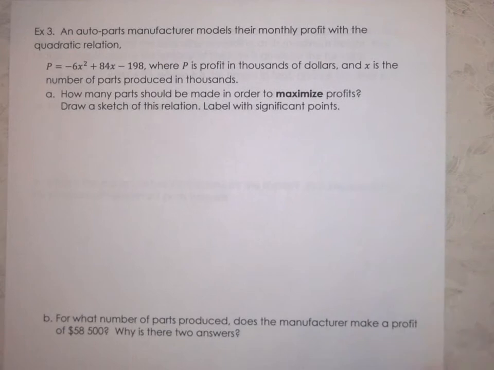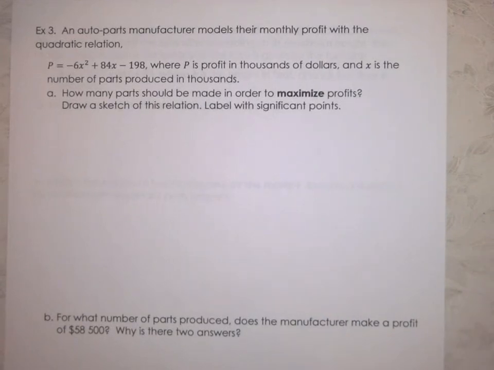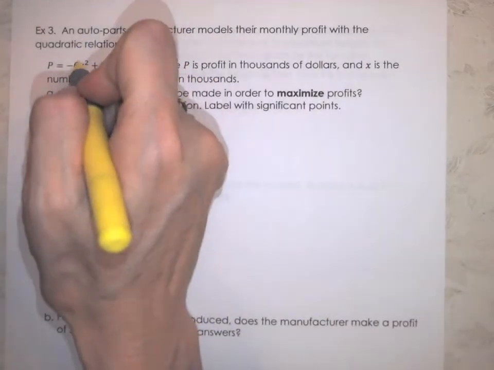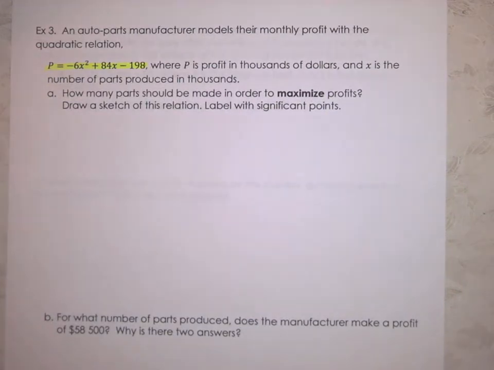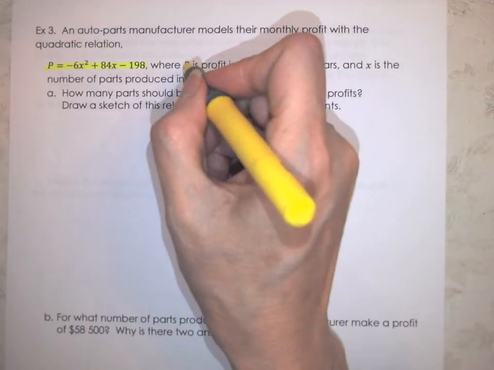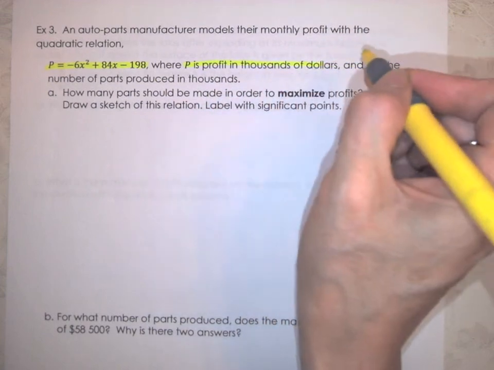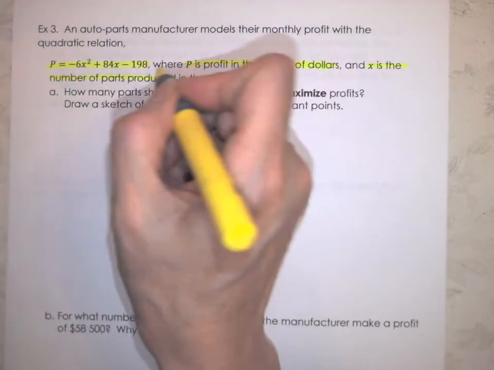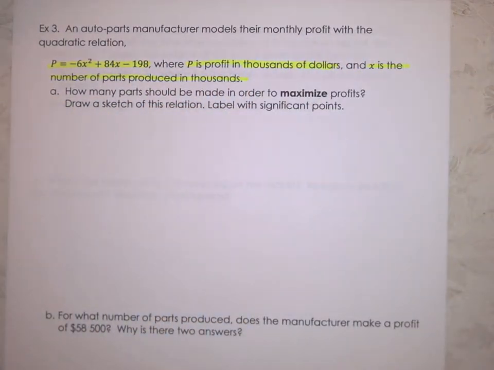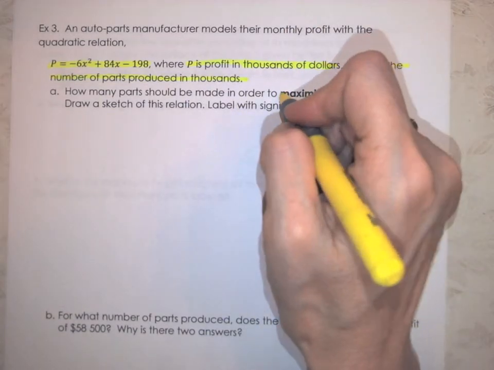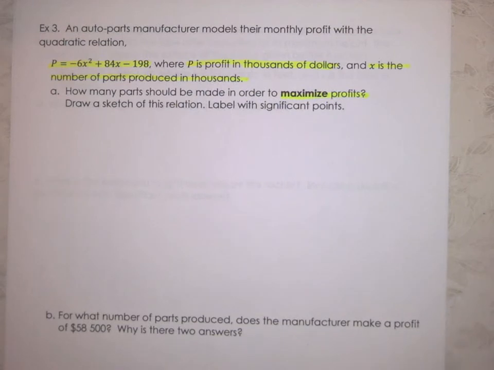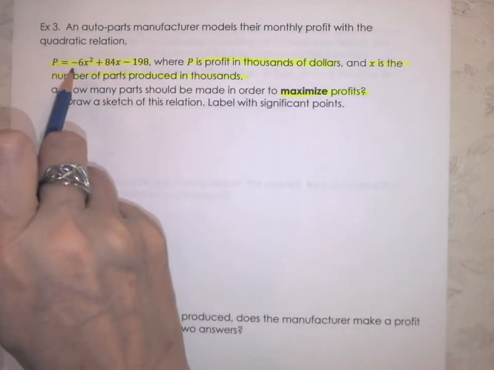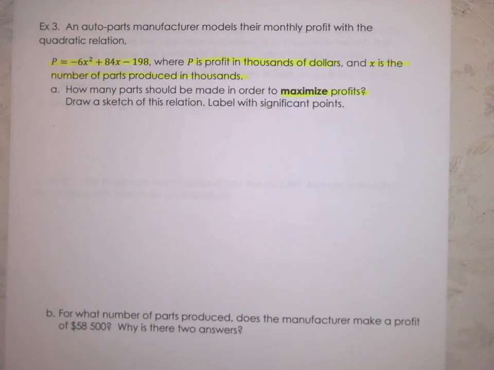Okay, the next example. An auto parts manufacturer models their monthly profit with this quadratic relation. So it says it's quadratic, but also as soon as you see that x squared, we know it's a parabola. Where P is profit in thousands of dollars. So that thousands of dollars is important. And x is the number of parts produced also in thousands. How many parts should be made in order to maximize profits? So when you see maximize or minimize, you know you want to change it from standard form into vertex form.